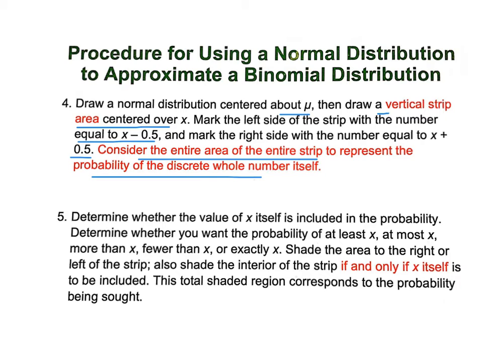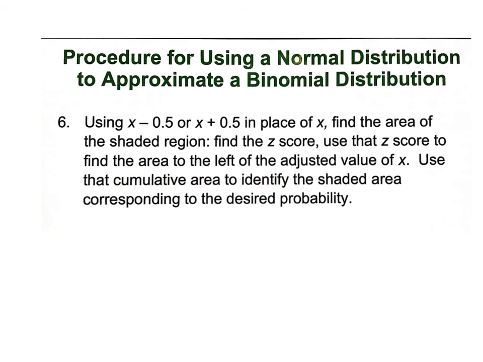Number 5, determine whether the x value itself is included in the probability. Determine whether you want the probability of at least x, at most, more than, fewer than, or exactly x. Shade the area to the right or left. Also shade the interior strip if and only if x itself is to be included. This total shaded region corresponds to the probability being solved. So a little bit different.